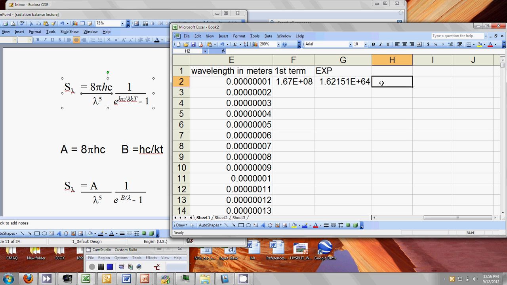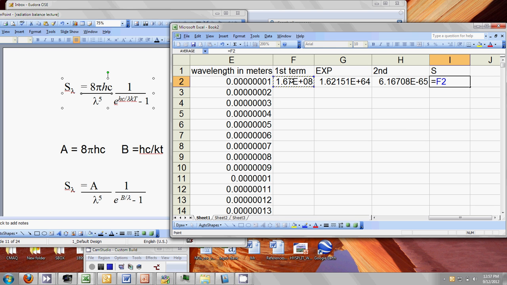Okay, so what we have now is that term and this term, so let's put together this second term by saying this is equal to 1, divided by bracket this term minus 1. Okay, and so then we have the final S, which is the total equation, which is just going to be equal to the first term times the second term.